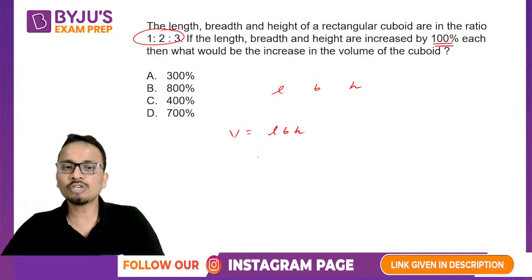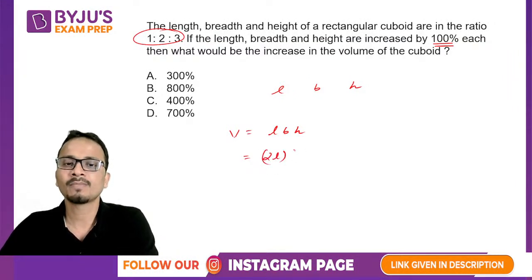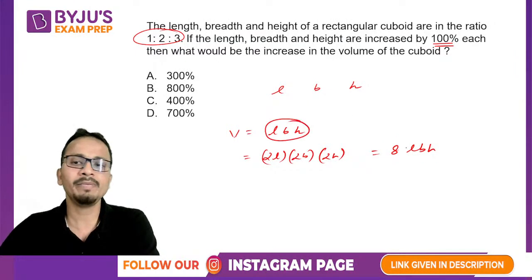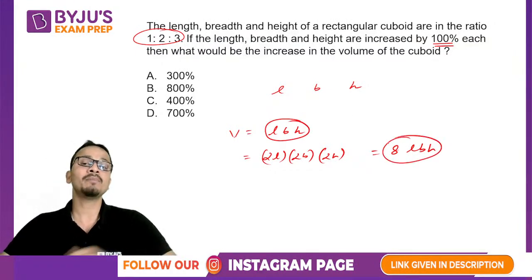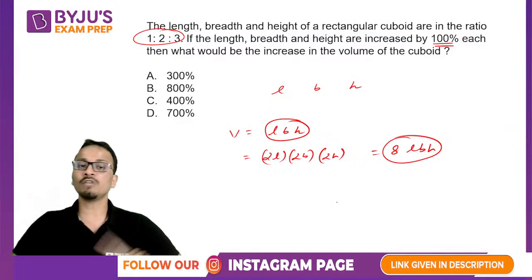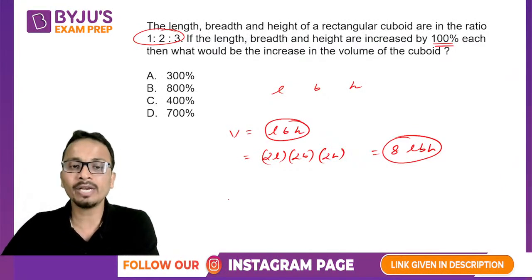Now if each of these dimensions is doubled, the volume will look like twice of L, twice of B, twice of H. That is 8 times LBH. So if the original volume was LBH, now the volume has become 8 times LBH. So let's say V was the original volume. Now it has become 8V.